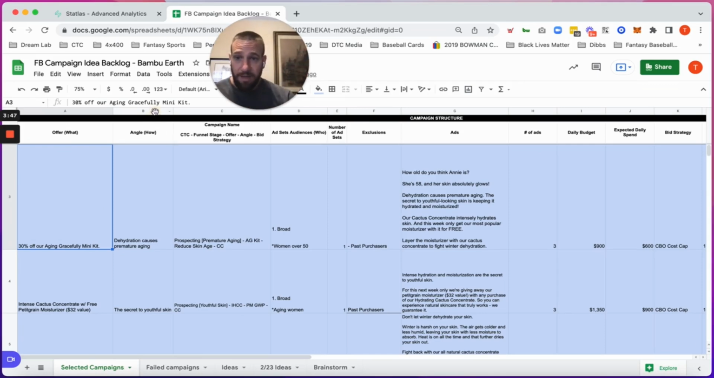The angle then is how we're selling that kit. In other words, what is the problem we're going to solve? What is the job to be done?